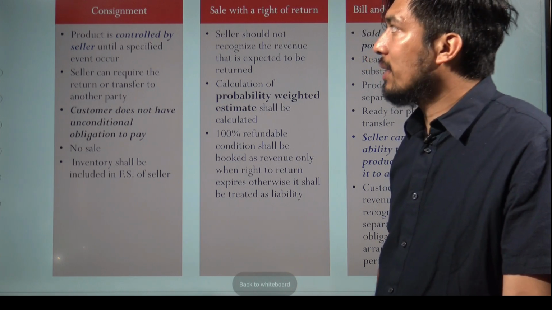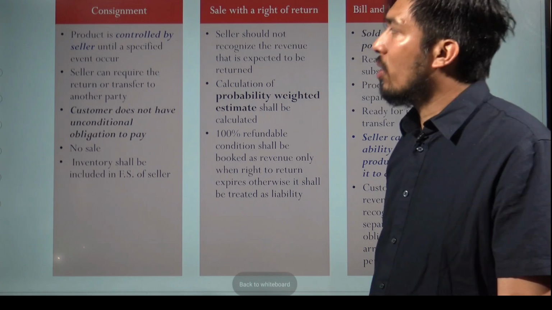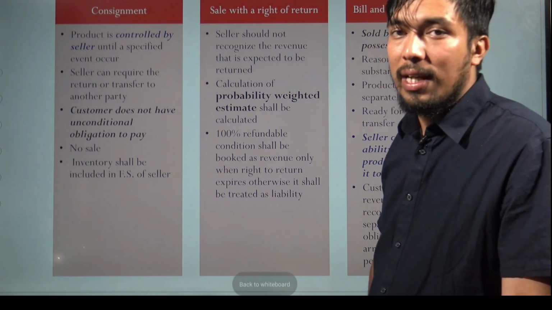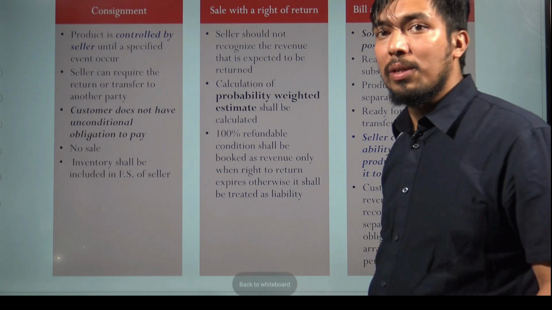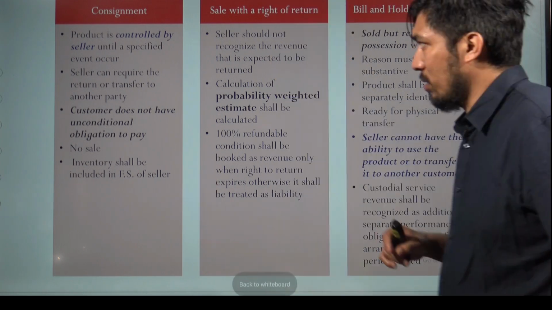So the inventory lying with the consignee or agent is also considered as inventory of the consignor, transferor, seller. So that should be included in the valuation of stock of the seller. That should be included in the financial statement of the seller. And that's the main point.